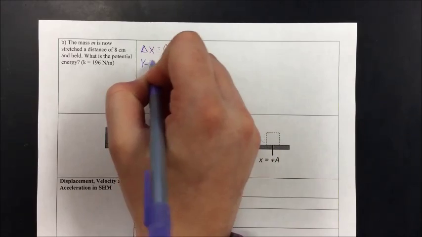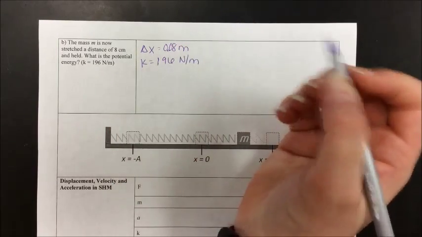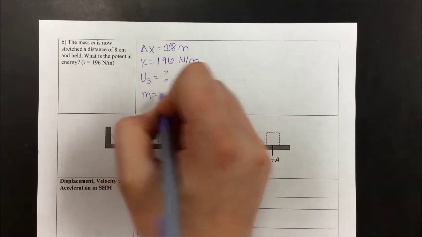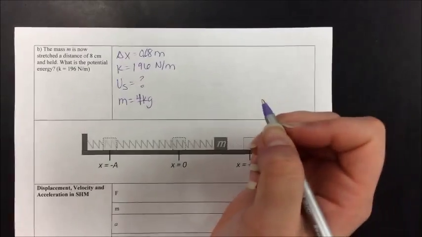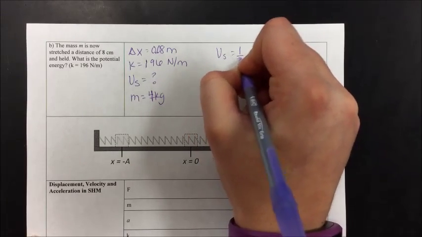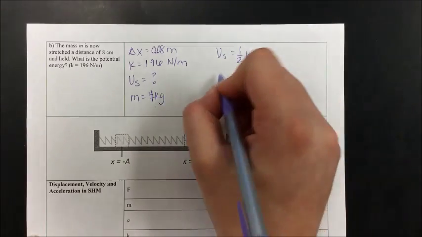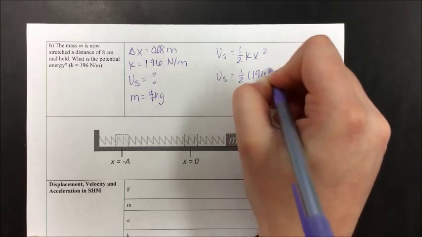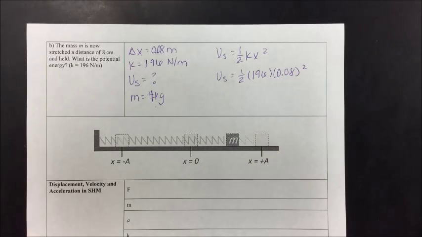Okay, and we know our k value because we just solved for that. And we want to know what is its new energy. And the mass that's hanging off of it is 4 kilograms. So our formula for spring potential is 1/2 kx squared, so you can tell we don't need the mass. And U_s equals 1/2 times 196 times 0.08 squared.